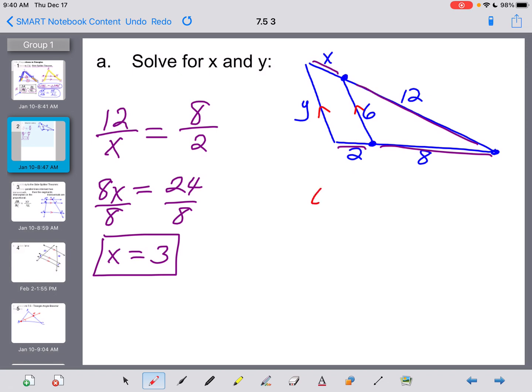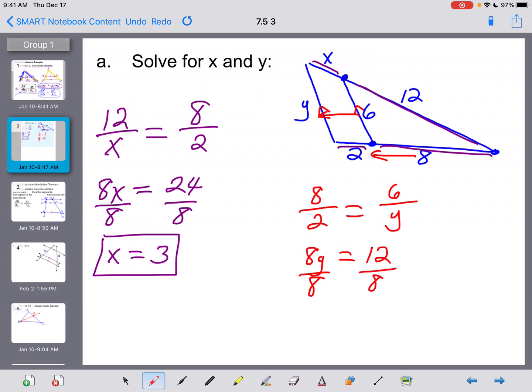People a lot of times want to tell me that 8 over 2, this side over this side, is equal to the ratio right here of 6 to y. People feel like they're going from the little triangle to the big triangle, so 8 over 2 equals 6 over y. I get why they think that. And now you end up with 8y is equal to 12, and dividing both sides by 8, you're going to end up with y is equal to 12 divided by 8, everybody, which is 1.5.